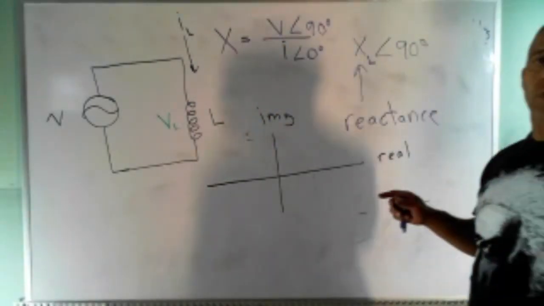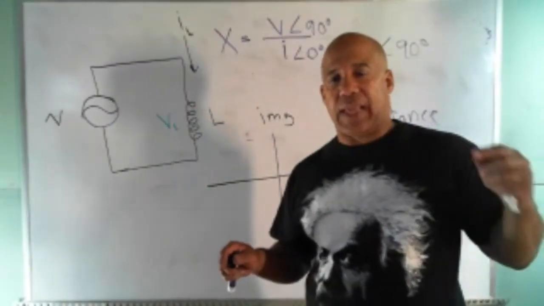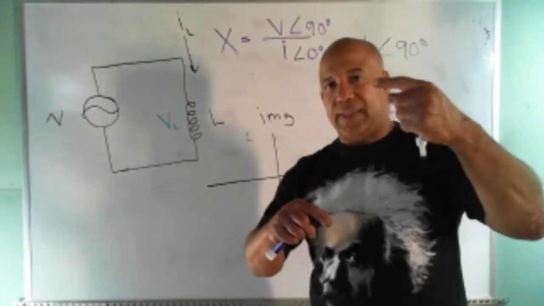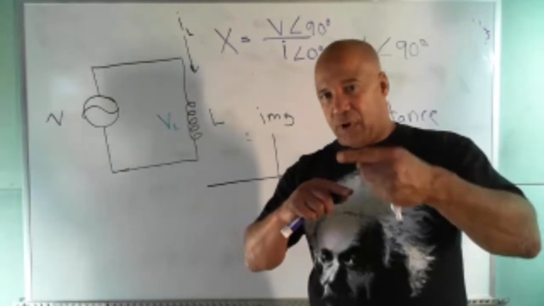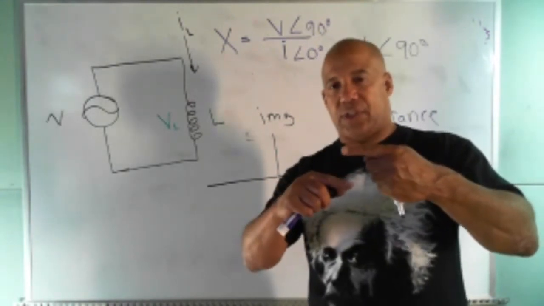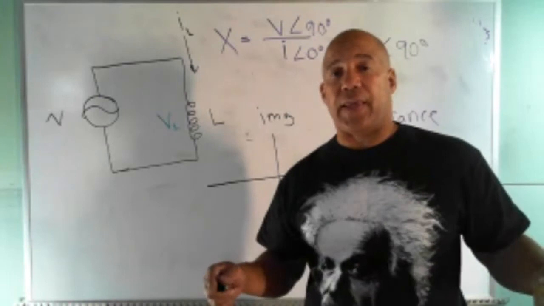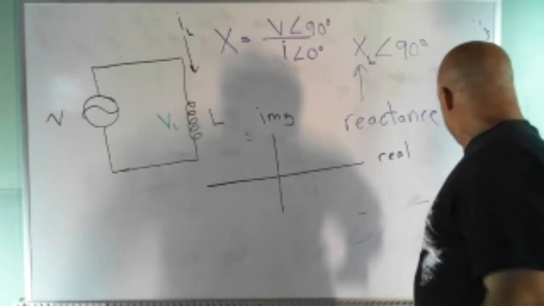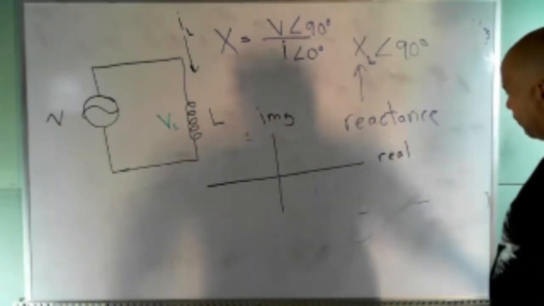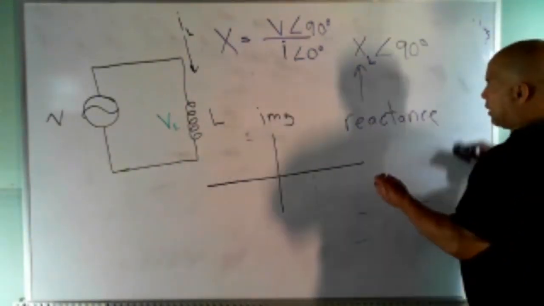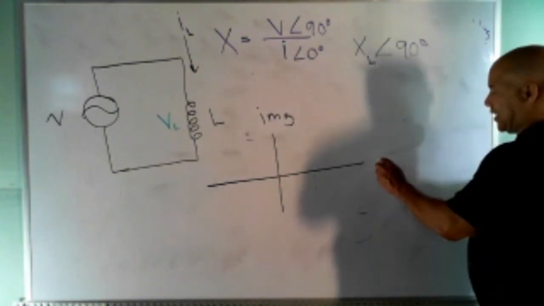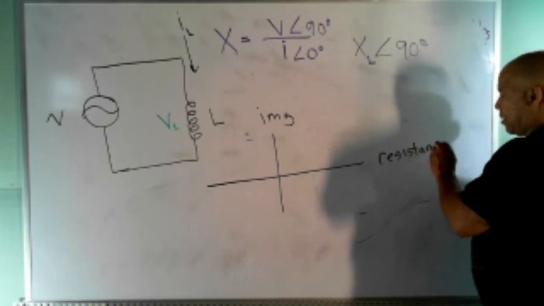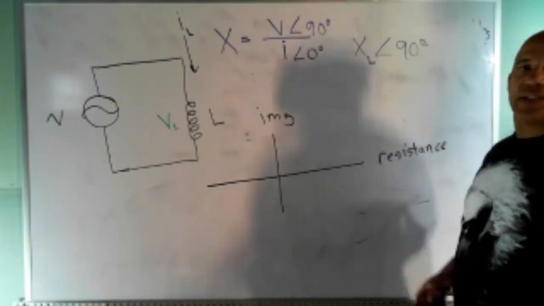Well, I just showed you, when I have only a resistor in the circuit, and I divide voltage by current, since the voltage is at an angle 0 and the current is at an angle 0, the resistance angle is 0 too. In other words, resistance is a real number. So this axis right here, I'm going to get rid of this name, and I'm going to call this the resistance axis. And I want you to do the same thing. This is resistance. Resistance is always a real number.